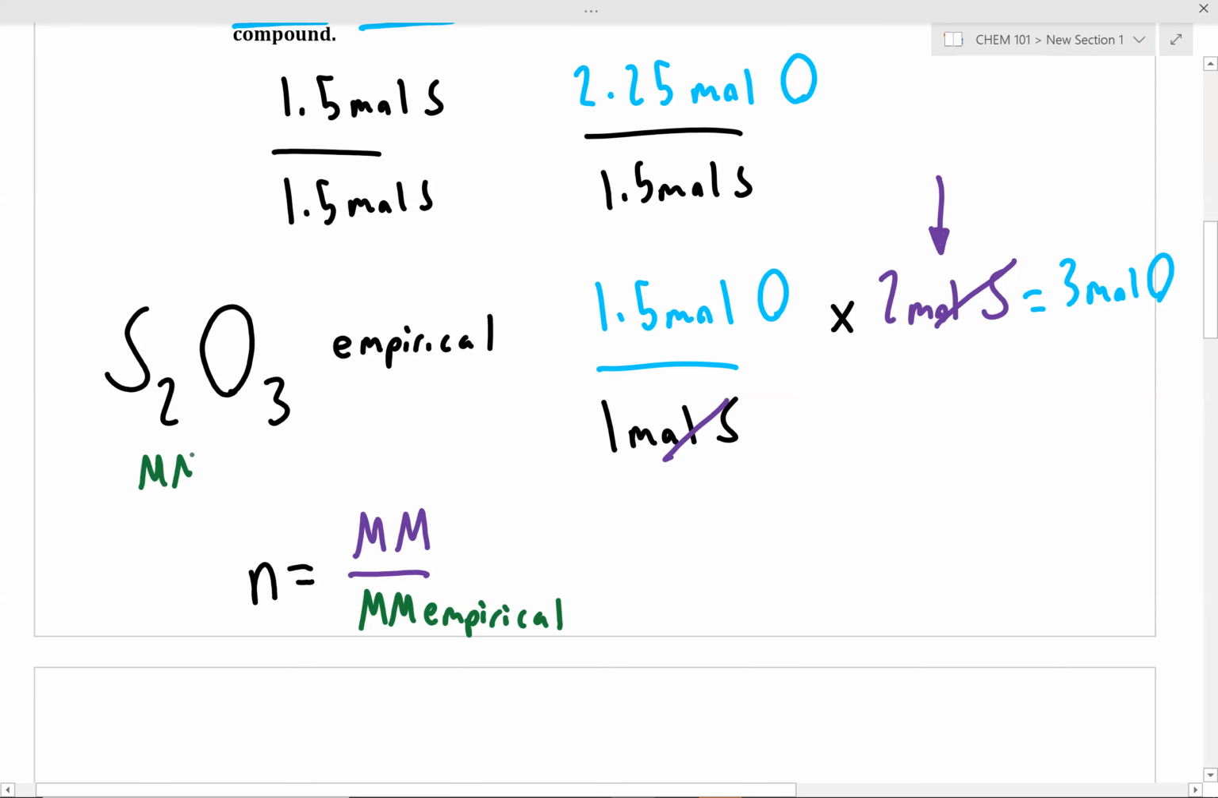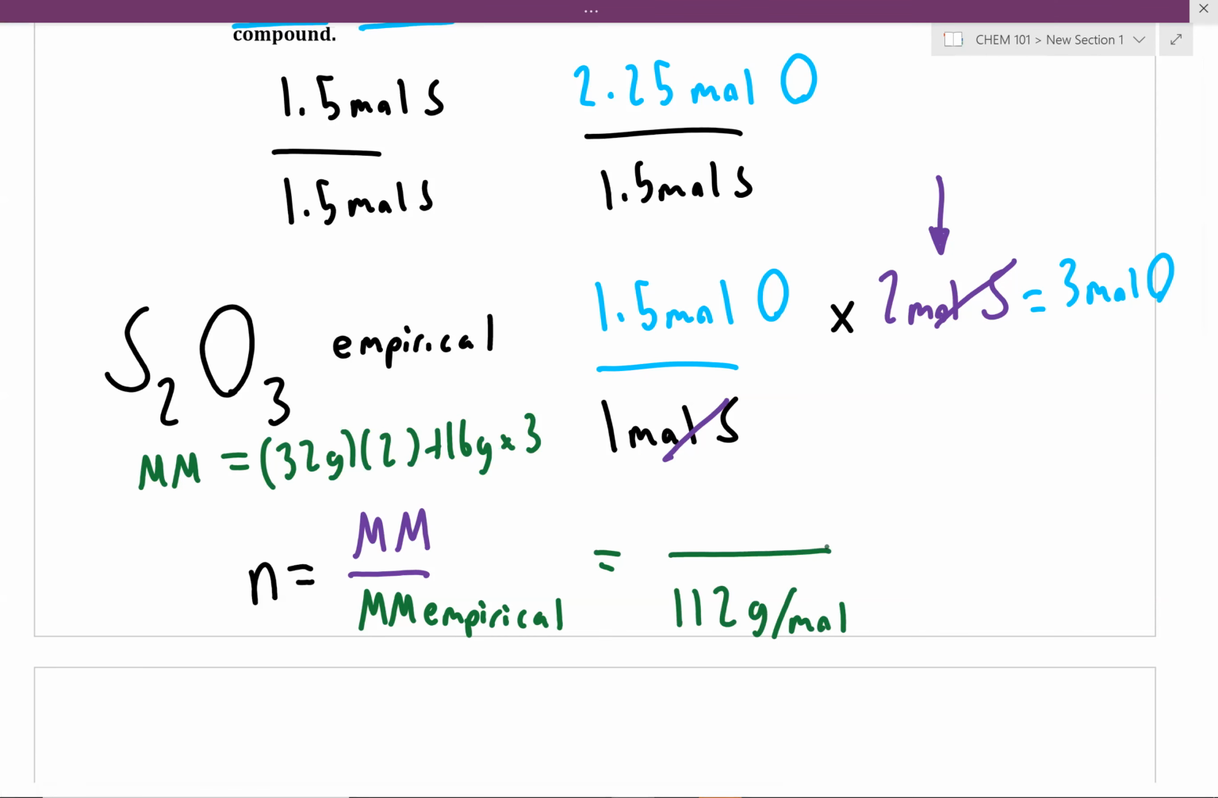So let's really quickly calculate the molar mass of this empirical subunit. Just like any other normal molar mass, do we know the number of atoms and do we know their atomic masses? Yes. So sulfur is 32. We know we have 2 sulfur atoms. Oxygen is 16. And how many oxygens do we have? 3. Okay. And if we punch that into our calculator, 32 times 2 plus 16 times 3, we end up with an empirical molar mass of 112 grams per mole.